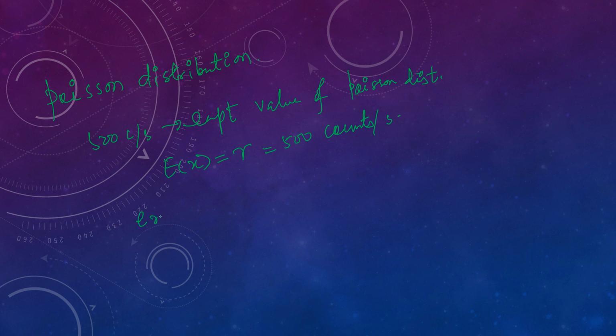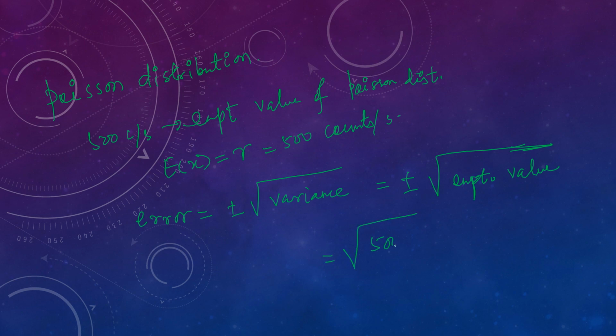So error is what? We know error is plus or minus the square root of the variance. That means plus or minus the square root of the expectation value, where the expectation value we know is 500. So it should be simply root over 500, which is 22.5. Is that correct? That is the answer, right? Yeah.